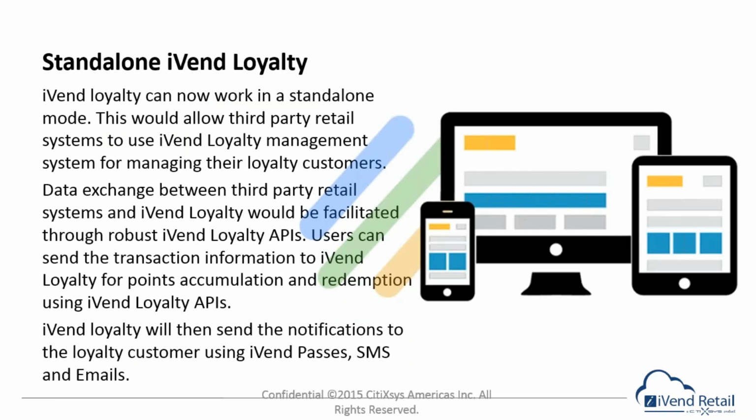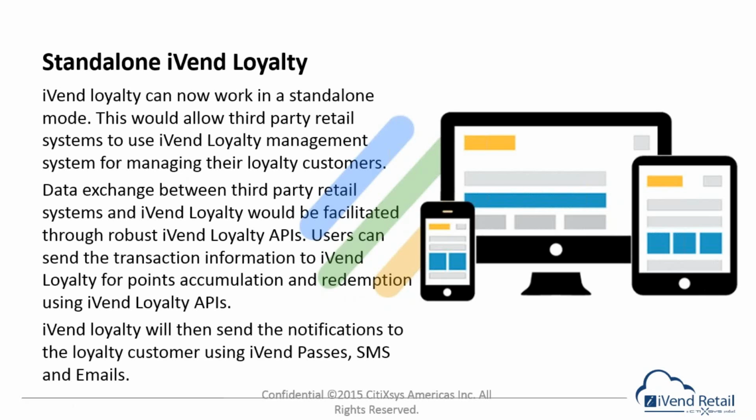That means you can connect your loyalty with any third-party solutions, which are retail applications, and use the iVend loyalty. Data exchange between third-party systems and iVend loyalty would be facilitated through robust iVend loyalty APIs. We have to make sure that we are using the loyalty APIs through the web services in order to connect the retail application to our iVend loyalty. Users can also send the transaction information to iVend loyalty for points accumulation and redemption.